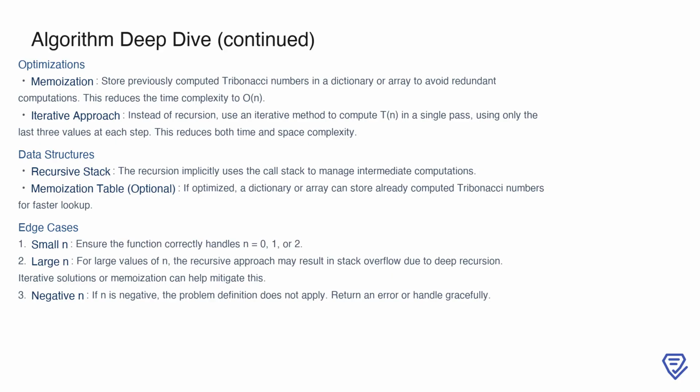To address this, memoization can be introduced as an optimization. By storing previously computed values in a dictionary or array, we can reuse them instead of recomputing, reducing the time complexity to n. Another optimization is to compute the sequence iteratively. This approach eliminates recursion altogether, reducing the space complexity to 1, since no additional call stack is needed. Both memoization and the iterative approach make the algorithm significantly more efficient, especially for larger values of n.